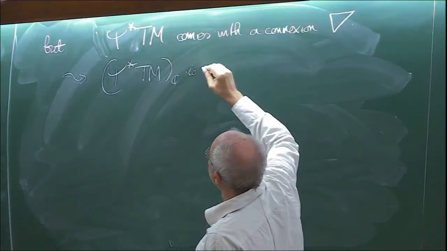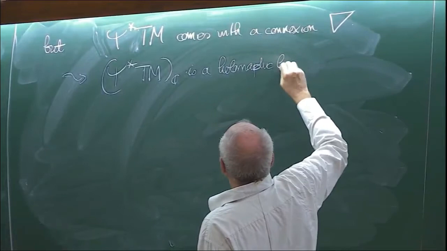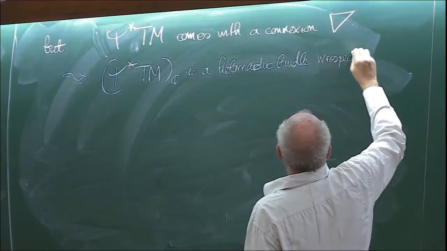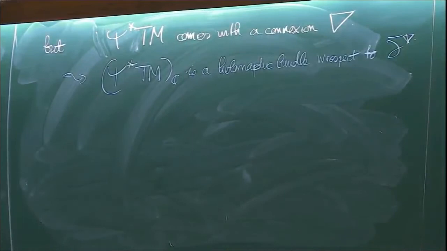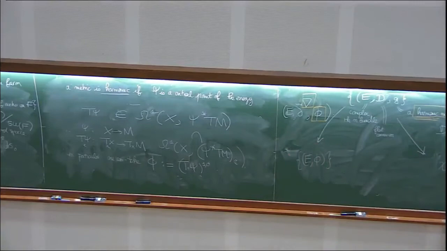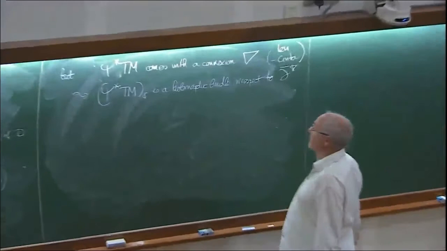is a holomorphic bundle with respect to del bar nabla, to this new operator del bar nabla. Because it's a one form with value in some bundle. These are Riemannian manifolds. So X itself is equipped with a connection, the Levi-Civita connection of the domain, and this is equipped with a connection, which is the Levi-Civita connection of the target. So this is Levi-Civita connection, right?